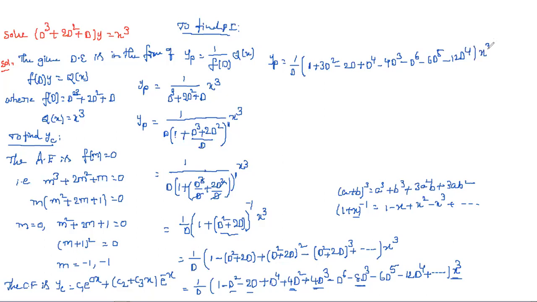Into x cube. Okay, and then 1 by d into, so you can multiply inside the terms: x cube plus 3d square x cube, and next minus 2d x cube, plus d power 4 x cube, minus 4d cube x cube, minus d power 6 x cube, minus 6d power 5 x cube and minus 12d power 4 x cube. I just multiplied inside the terms.